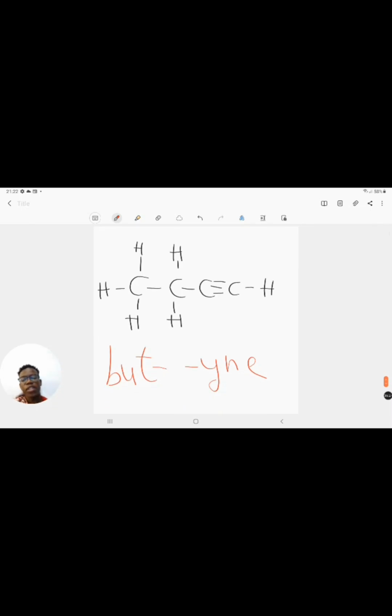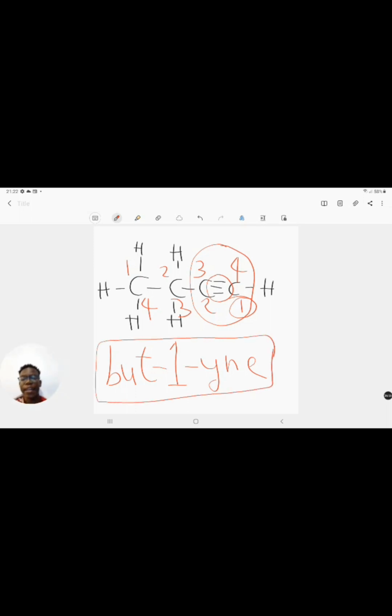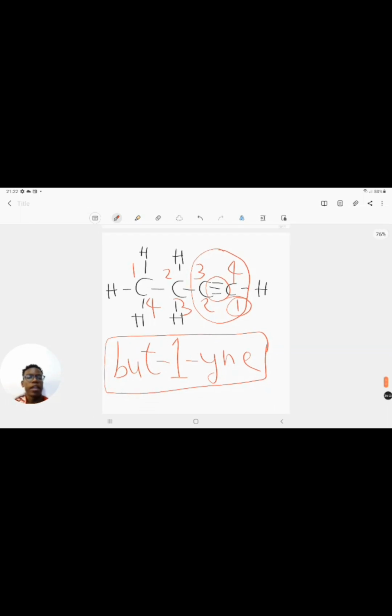Now, where is that triple bond? On which carbon atom is that triple bond? Remember, you label your chain from left to right and right to left. So I'm going to say 1, 2, 3, 4. You number your chain from both directions. 1, 2, 3, 4. And you look at where your triple bond is. You look at all the numbers that are surrounding your triple bond. You take the smallest number. The smallest number is 1. Therefore, that's going to be 1 there. And the name of this compound is but-1-yne. Easy.